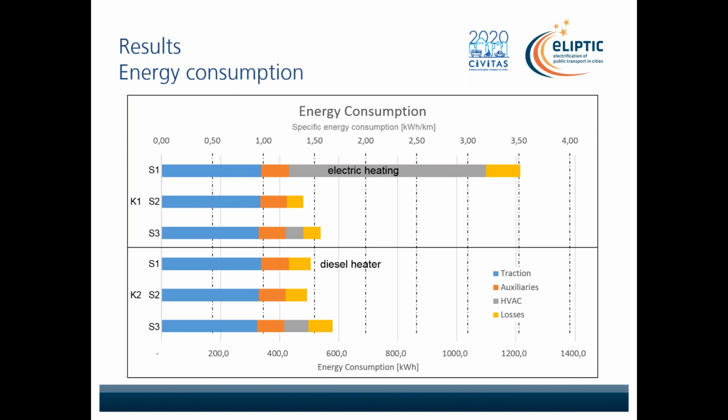First, we have the energy consumption for the different use cases or scenarios. Here you can see the specific energy consumption in kilowatt hours per kilometer, or the total energy consumption. And not quite surprisingly, the winter scenario leads to a very high specific energy consumption of approximately 3.5 kilowatt hours per kilometer, out of which more than half is caused by the electric heating system. This also shows the necessity for further research and development regarding efficient electric heating systems.